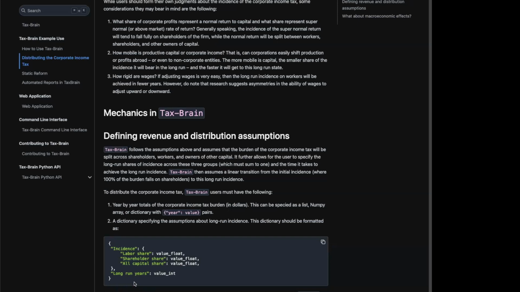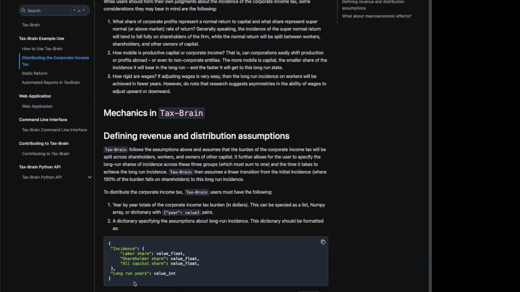When you define the long run years, say it's 10 years from now, what Tax-Brain is going to do is allow for a transition over time from 100% of the burden being borne by owners of corporate capital. And then over time, that will shift. So if you're having this long run years be 10 years, over 10 years, that 100% is going to dwindle down as the increasing share is borne by labor and owners of other capital to whatever values you specify in the incidence input argument.